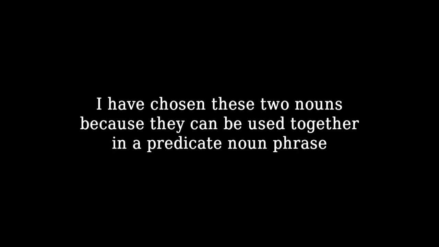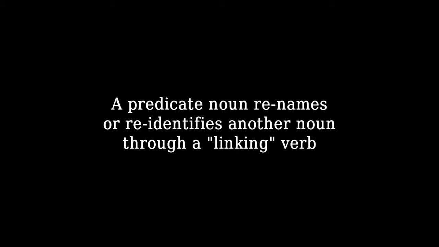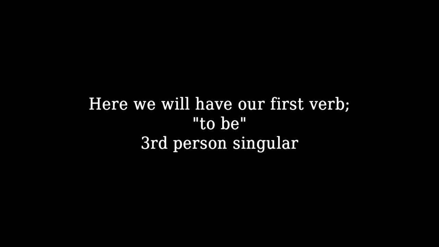Now, I've used these two nouns together because they can be used in a predicate noun phrase. A predicate noun renames the subject or re-identifies another noun through a linking verb. I can keep both the subject and the predicate noun in the nominative when doing this. So here I'm actually going to give you a verb, and that verb is the third person singular form of to be, and that is esi.